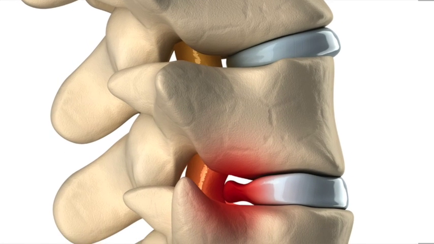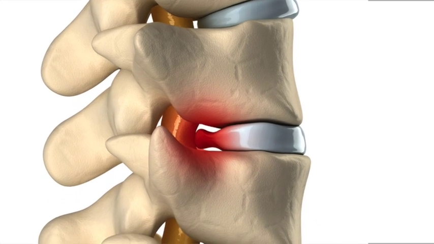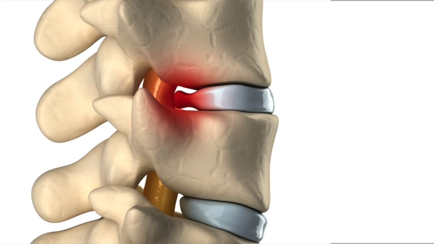Disc bulge and disc herniation. What is the difference between these two elements? A disc bulge is exactly what it sounds like. So you have in between two vertebrae a disc, a fluid-filled sac. And if that fluid-filled sac is damaged and it has a bulge, that bulge can then cause pain. 50% of the population have disc bulges and most of them are asymptomatic.